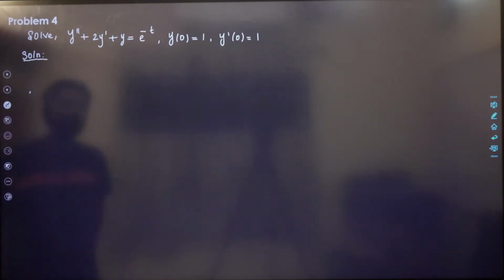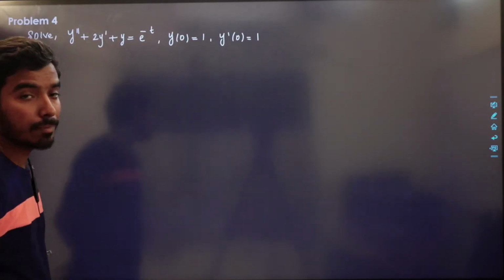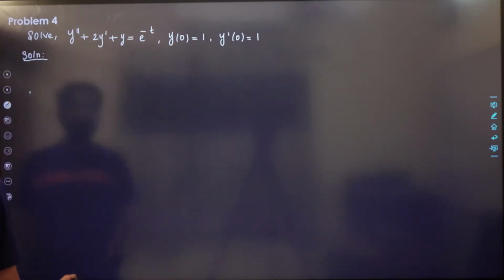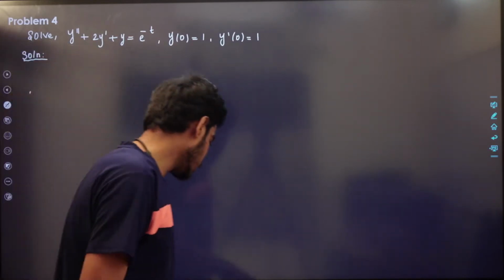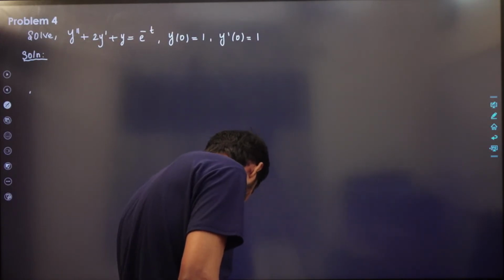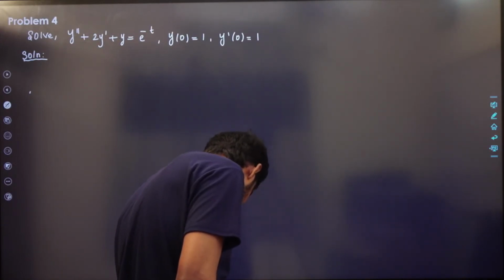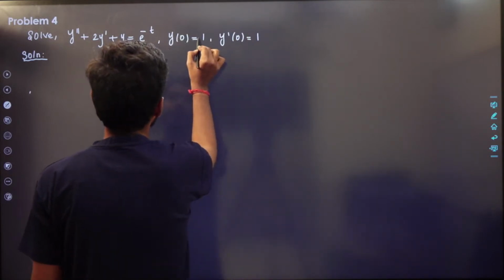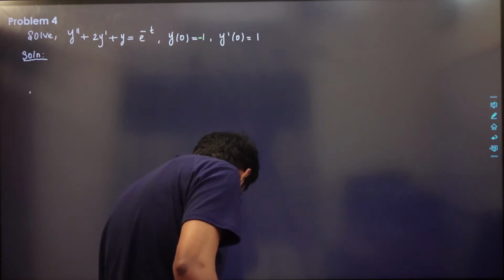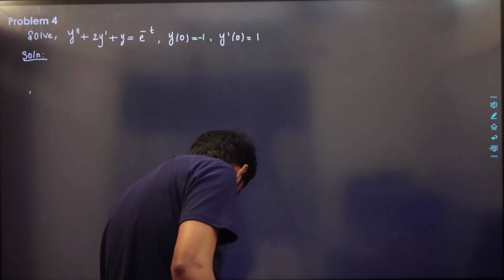Okay, so solve y double dash plus 2y dash plus y is equal to e power minus t. Y of 0 is 1 and y dash of 0 is again 1. 1 or minus 1? Just a minute. Y of 0 is minus 1. Sorry. Y of 0 is minus 1 and y dash of 0 is 1.